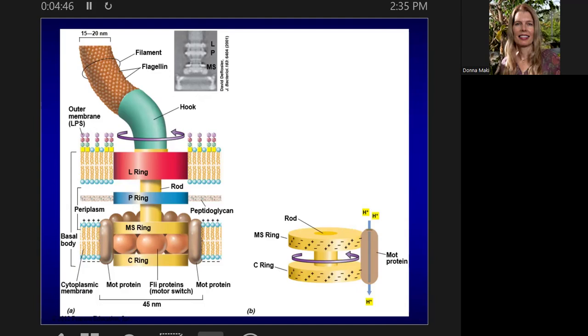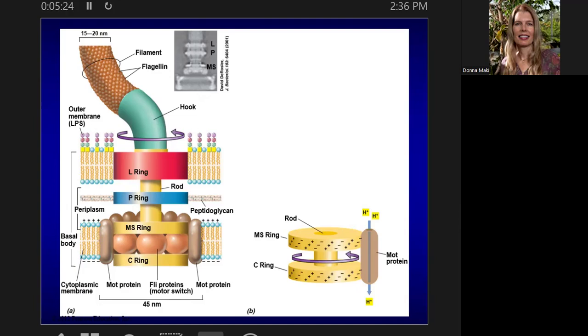And then you have the rod going right through the center of those rings. And then you can see the Mot proteins, the big brown sausage-like structures. And then the Fli proteins are also there. And then you can see the hook region is just like a little adapter to make sure that all of this can then move the filament. Okay, so the filament, all those brown balls are just the flagellin proteins all put together. So you can see it's quite complex. Lots of flagellin protein is needed.